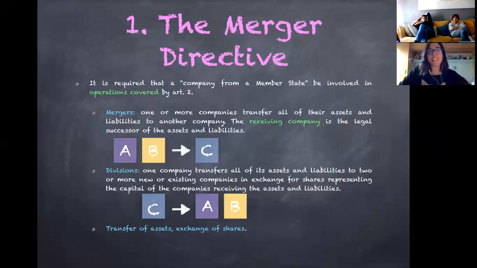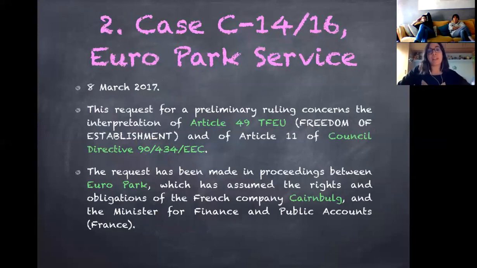To check more or less how the ECJ is interpreting this merger directive, we can have a look at case C-14/16, Euro Park Service. In this case, we have a request for a preliminary ruling. As we all know, a preliminary ruling is a case in which a national court asks the ECJ for the interpretation of the primary law of the European Union. And in this particular case, the debate was centered on the interpretation of Article 49 of the Treaty on the Functioning of the European Union regarding the freedom of establishment.